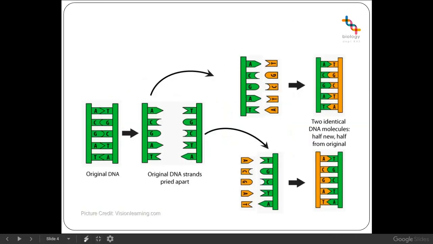Now, DNA replication is referred to as being semi-conservative. What that really means is that each new DNA molecule is made up of half of a new strand and half from the original strand. So the original DNA is actually prised apart, new strands are formed, and these bind with the original DNA through complementary base pairing to form this semi-conserved molecule, giving one original strand and one new strand in each one.